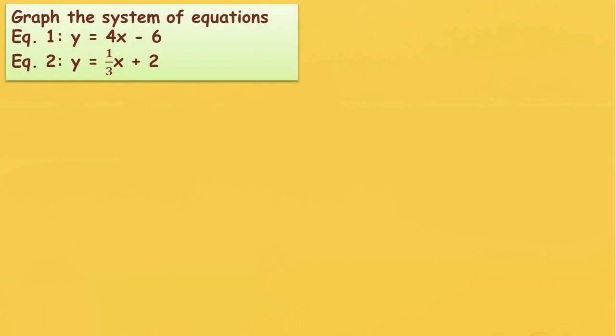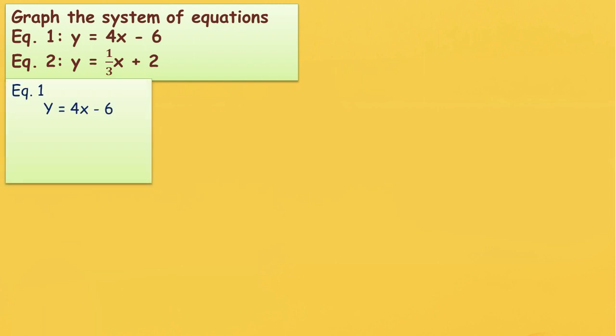Graph the system of equations. Equation 1, y is equal to 4x minus 6. Equation 2, y is equal to 1/3 x plus 2. Unahin na natin sa equation 1, y is equal to 4x minus 6. Get the slope and y-intercept. Ang slope niya is 4, and then that will be 4 over 1 because we will use rise over run. Y-intercept is negative 6, and the coordinates of the y-intercept is 0, negative 6.